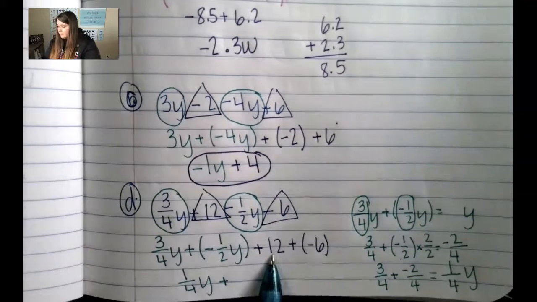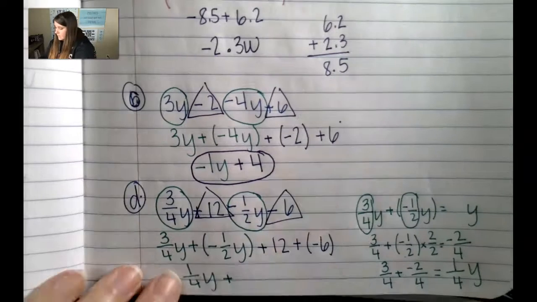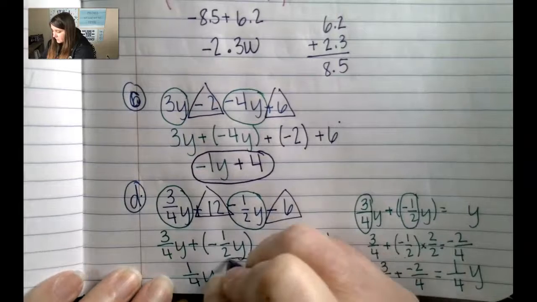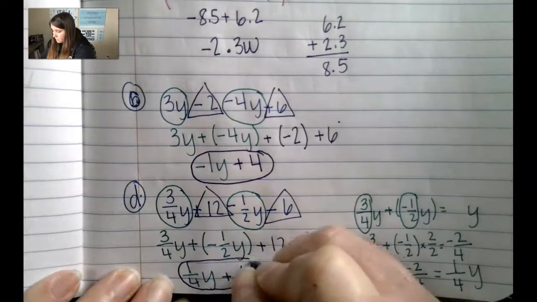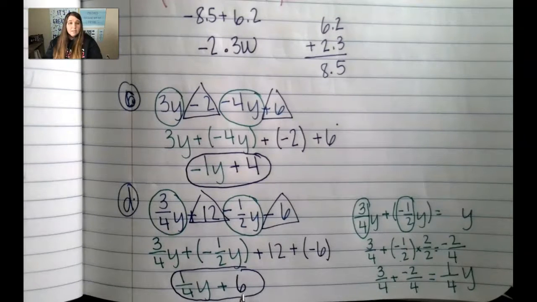plus, I have 12 plus I add negative 6, or $12, and I spend 6. So that means I have 6 left over. So 1/4 y plus 6. We're not going to combine this y and this constant together because they're not the same. This one doesn't have a y. So right here we are done. We're going to stop right there.